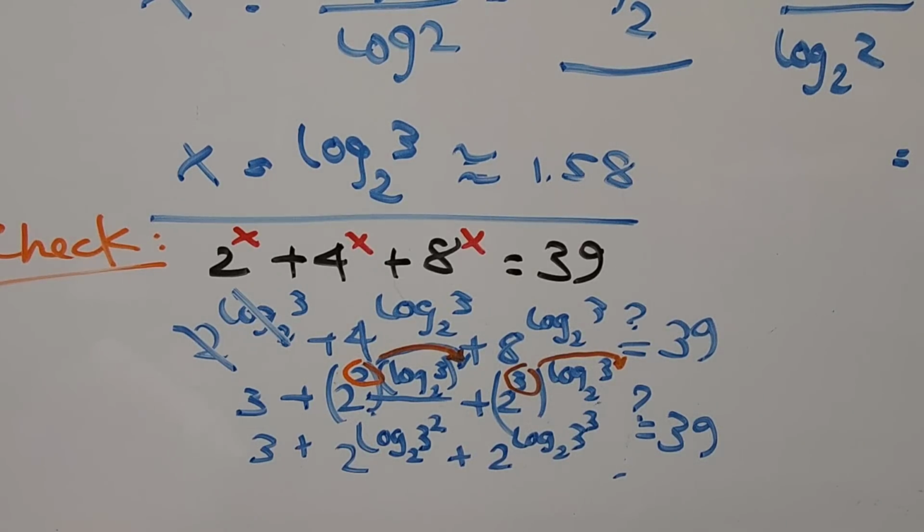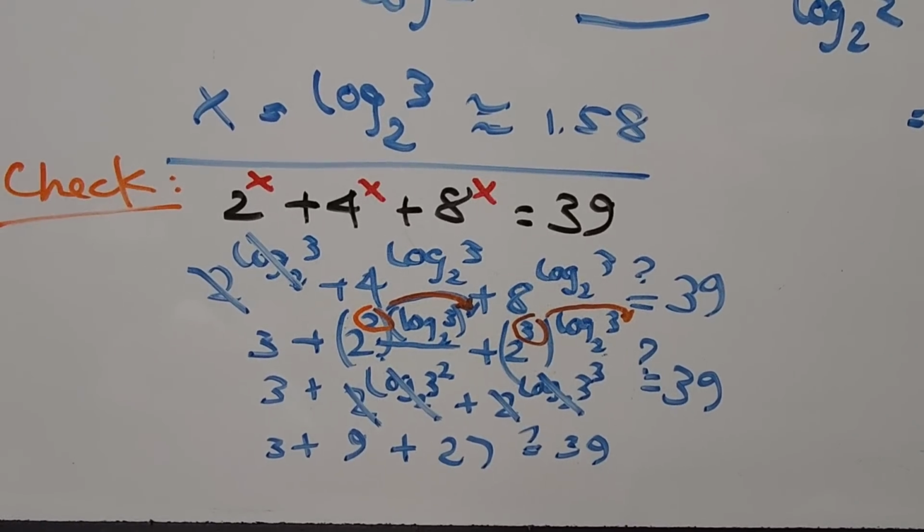now simplify this further. So we have 3 plus 2 raised to the power of log base 2 of 3 squared. Log base 2 and 2 cancels. We have 3 squared, that is 9. Plus the third term, cancel this out. So we have 3 cubed, right? What is 3 cubed? 27. Okay. If we sum this up, will this be equal to 39?